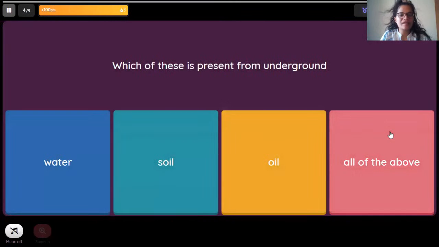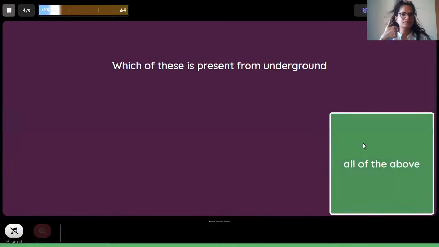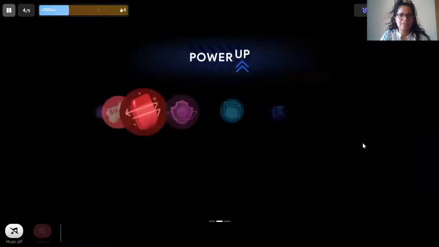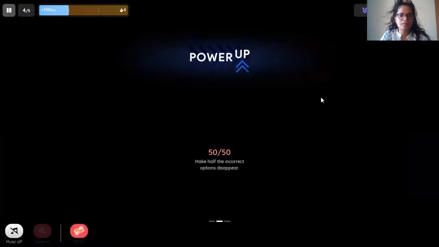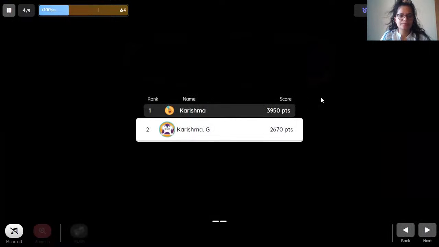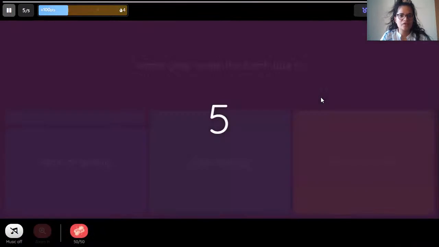Which of these is present underground? Water is there. Water table is formed, right? Soil is also, I'm so sorry, I missed soil. Soil, yes, rocks and layers are there between the ground and water, filtered through them, and then goes to the water table. Oil is also present because we need to dig to get the oil. So it is all of the above. Good job. Okay, next one. Oh, that's the last question.